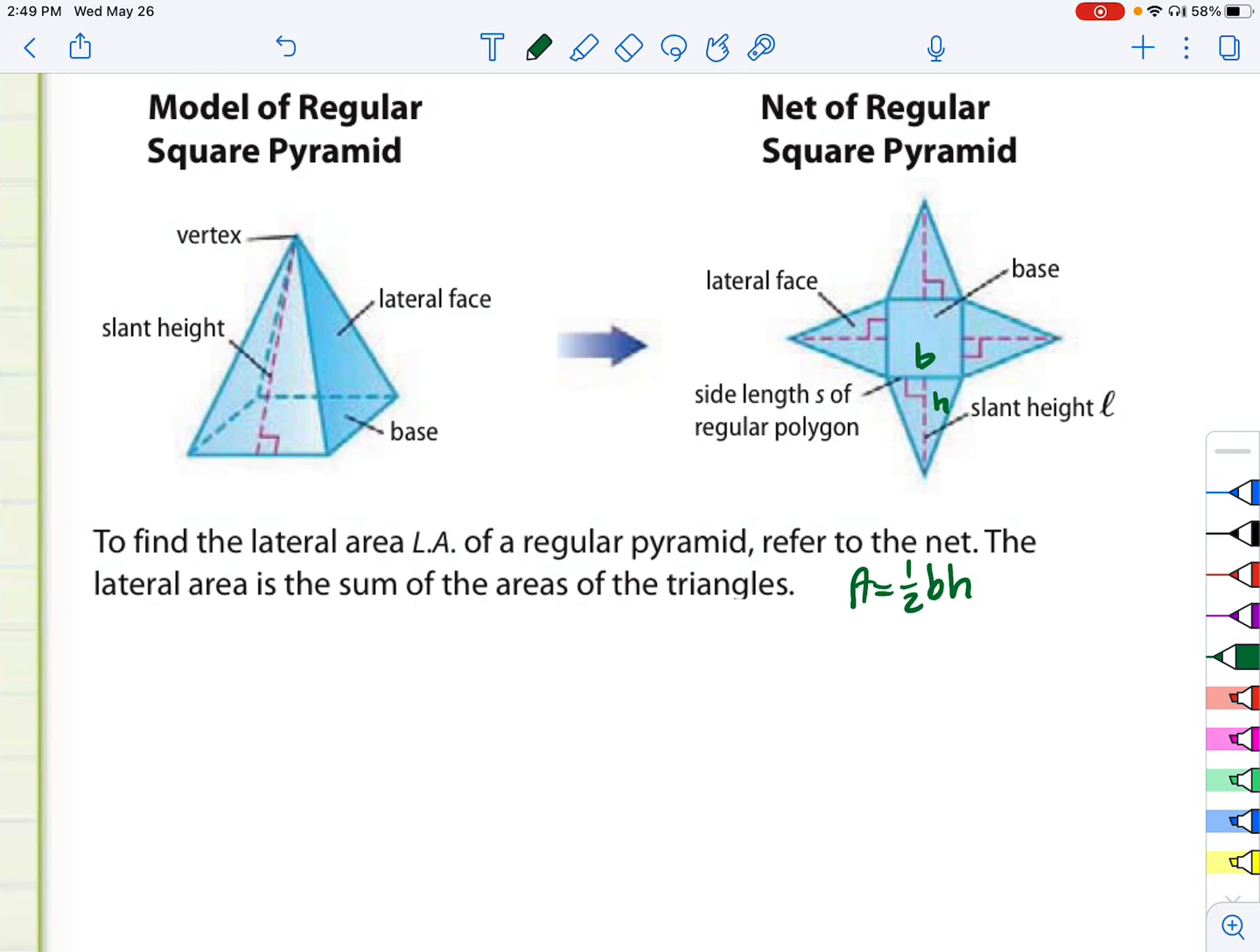But according to our pyramid, this is considered to be the side length. So our base is also equal to our side length, or our S, and our height is actually equal to our slant height, or our L. If I use the formula 1/2 base times height and substitute S and L, this is what comes out. I'm going to have 1/2 times the base, which is the side length, and the height, which is the slant height. And I multiply that by 4. Why 4? Because there are 4 triangles.